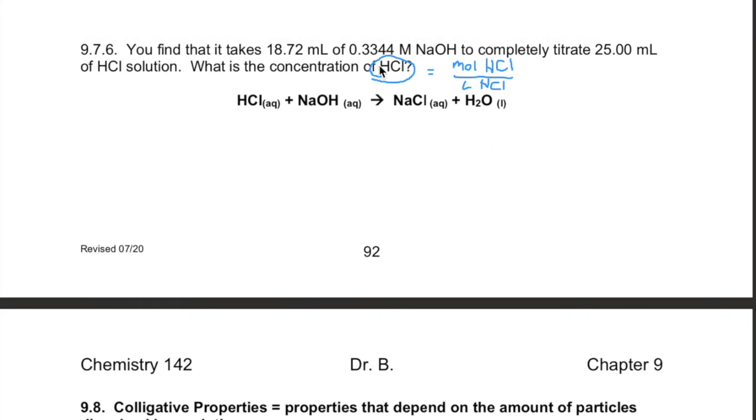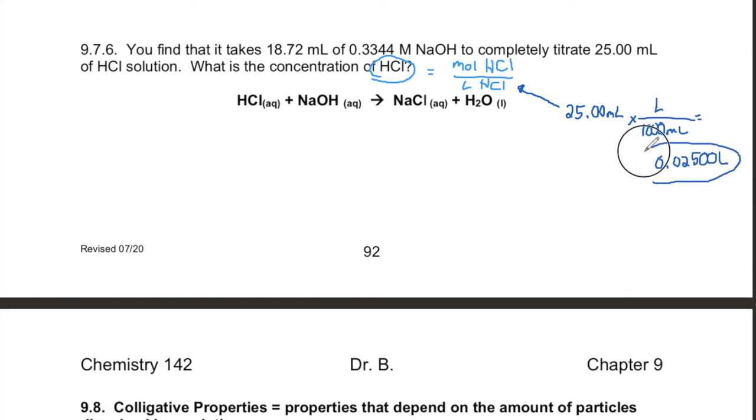Alright, I had to scroll up and get enough room to do this last problem. We are looking for the concentration of a hydrochloric acid solution. We know the volume, so we need to divide moles of hydrochloric acid by liters of solution. The liters of solution we're going to get from the 25 milliliters. So we know the volume of hydrochloric acid solution, it's 0.02500 liters.